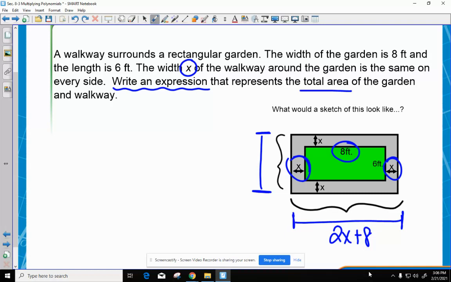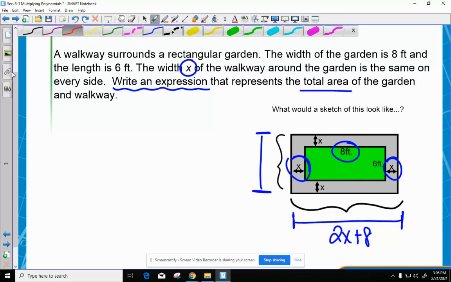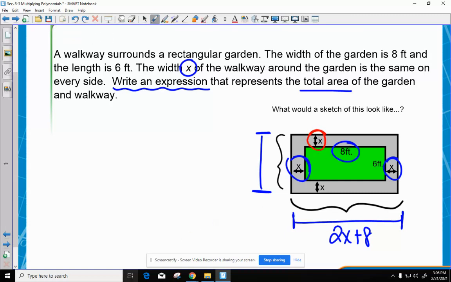Same is going to be true looking up and down. I know that it's X units wide there, the garden is 6 feet wide there, and another X units wide there. And so from top to bottom, it would be 2X plus 6.